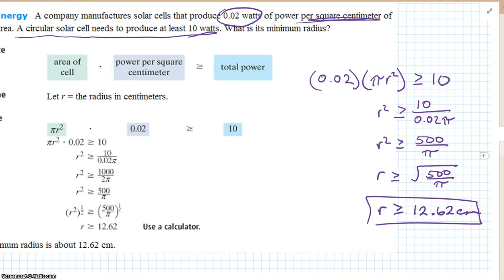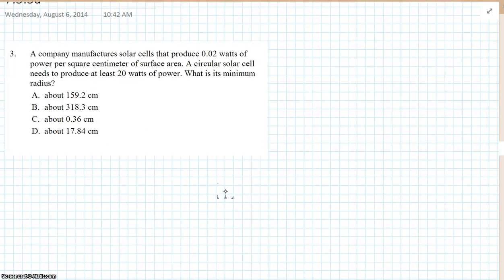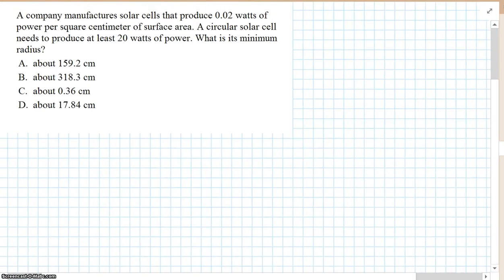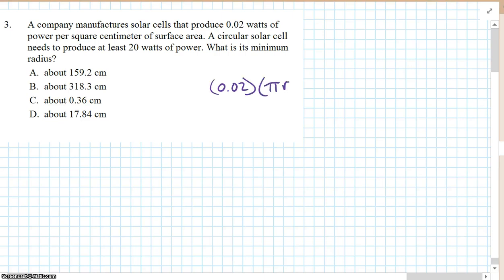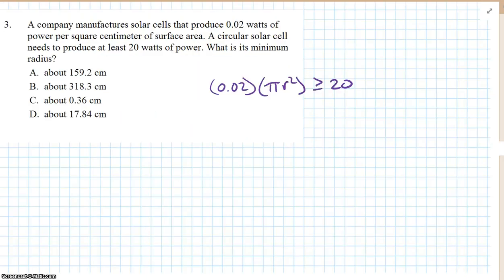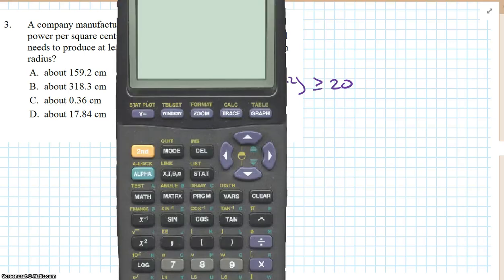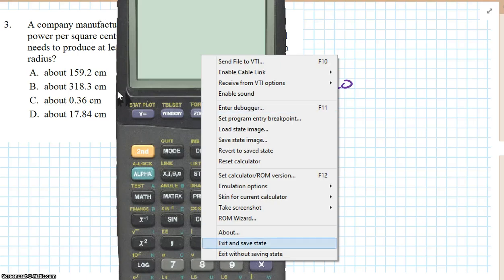Okay. A company manufactures solar cells that produce 0.02 watts of power per square centimeter, just like the example we just did. A circular solar cell needs to produce at least 20 watts. So what is the minimum value? So again, it'd be 0.02 times pi r squared is greater than or equal to 20. Okay, if you wanted to use common sense, we can figure it out. So let's see. Get your calculator. I have a handy dandy calculator right here.